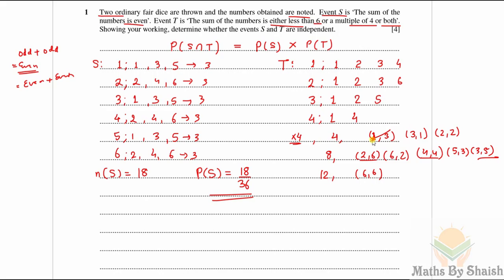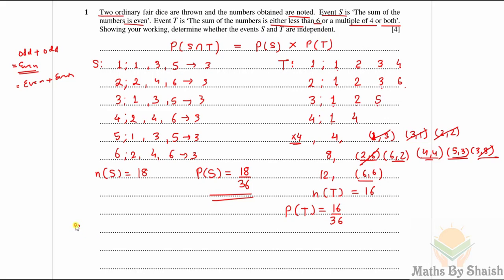So we are done with this. We are left with 1, 2, 3, 4, 5, 6, 7, 8, 9, 10, 11, 12, 13, 14, 15, 16. So the total number of possibilities for T would be 16. That's why the probability of T is going to be 16 over 36.